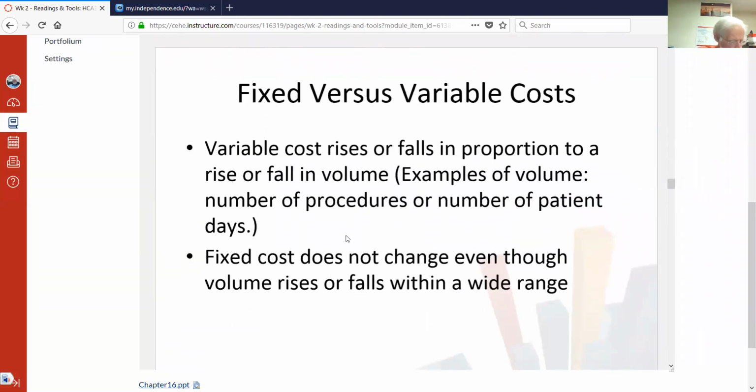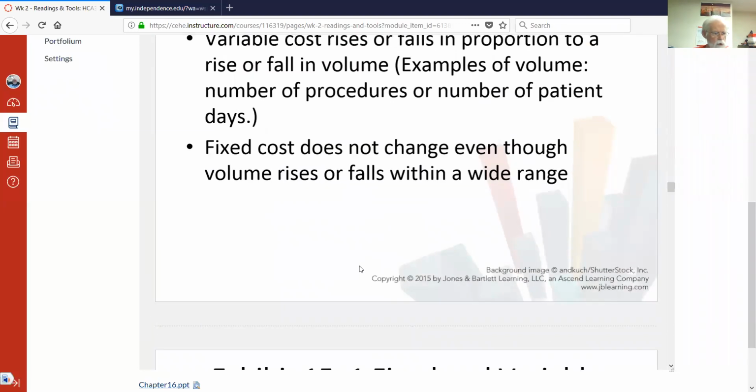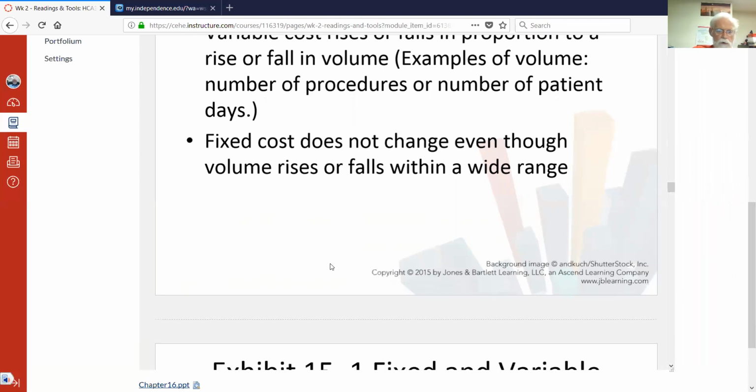Variable costs and fixed costs, you remember those again from accounting. The variables will rise or fall, whereas fixed costs don't change. Variables might be, one of the examples here is the number of procedures, the number of patients. Fixed costs might be your staff, your full-time staff. Part-time or contract staff is a variable because you'll only use them when you need them, but you will have some regular staff that are there. They will be paid no matter what, and therefore that's a fixed cost.